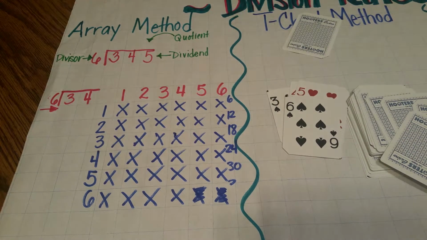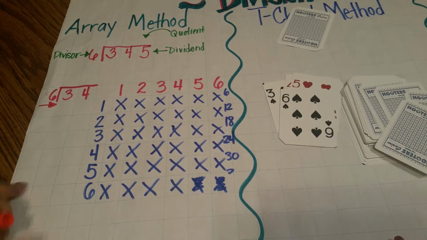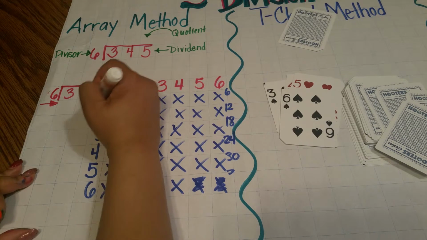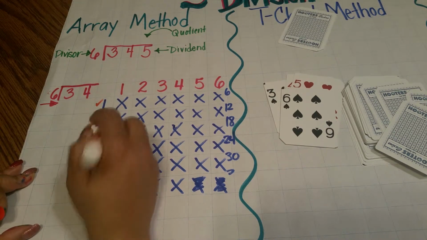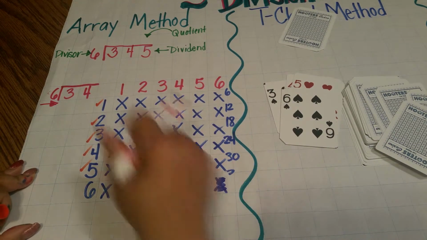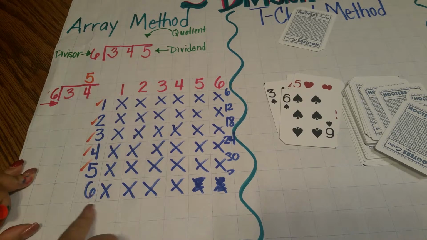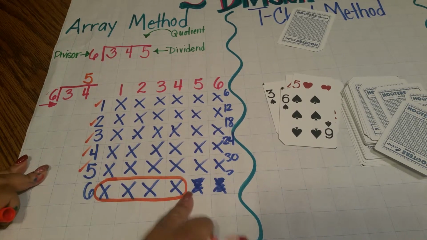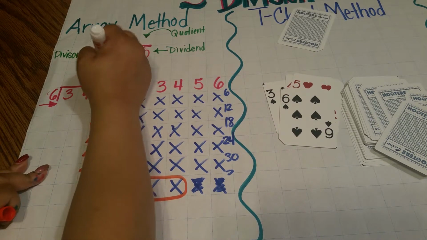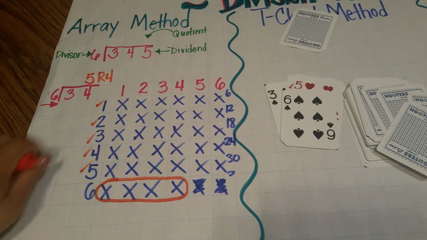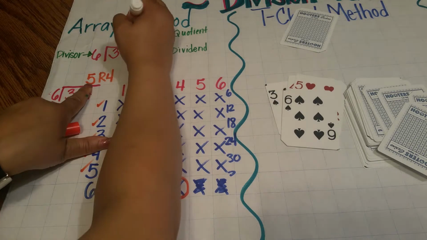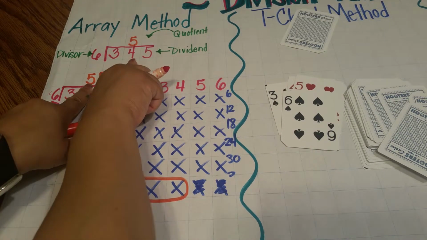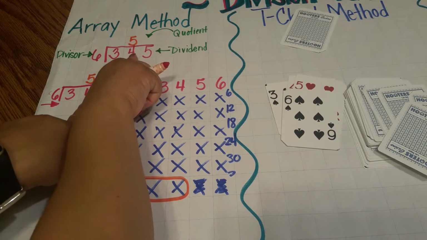Now I can find my quotient. In order for me to find my quotient, I need to know how many full rows I have. I have 1, 2, 3, 4, 5 full rows of x's. So my quotient is going to be 5, but I still have a remainder of 4 x's. So my quotient is 5 with a remainder of 4. I'm taking my quotient 5 and I am putting it above the 4 because that's the position that I'm in.